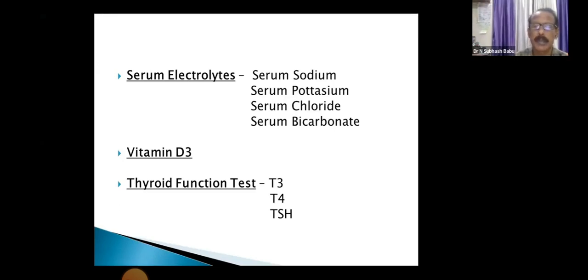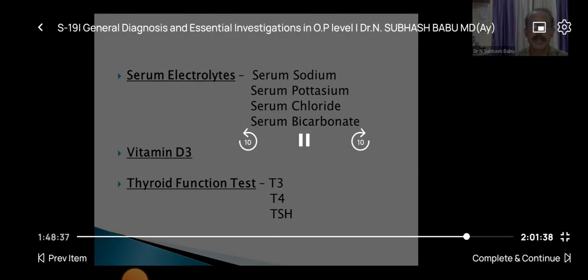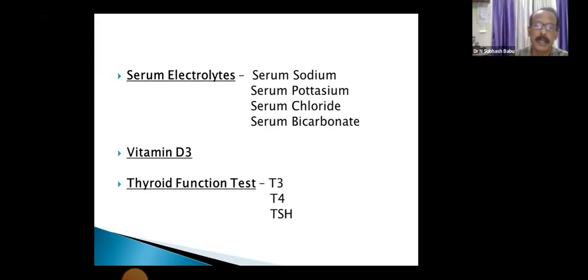And anyway, serum sodium, potassium, then chloride and bicarbonate. These are the electrolyte panels, and in kidney diseases the electrolytes, bicarbonate, sodium, potassium, and chloride will also have an abnormality. So in renal disease patients, you have to definitely see the serum electrolytes along with the renal function test like urea, creatinine, and uric acid. So this is very mandatory.